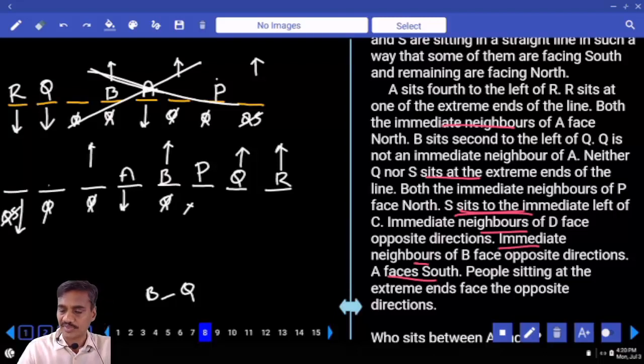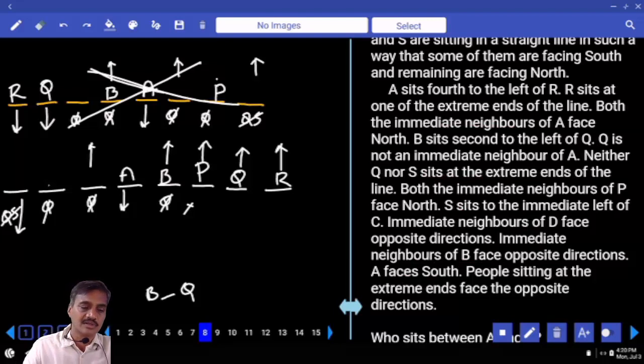Immediate neighbors of B face opposite directions, hence P must be facing towards north. Then we are left with S. Where can we have this S here? Neither S nor Q is at the extreme ends of the line.